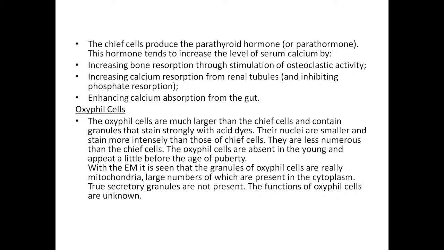Oxyphil cells. The oxyphil cells are much larger than the chief cells and contain granules that stain strongly with acid dyes. Their nuclei are smaller and stain more intensely than those of chief cells. They are less numerous than the chief cells. The oxyphil cells are absent in the young, until a little before the age of puberty. With the EM, it is seen that the granules of oxyphil cells are really mitochondria, large numbers of which are present in the cytoplasm. True secretory granules are not present. Note that the functions of oxyphil cells are unknown.